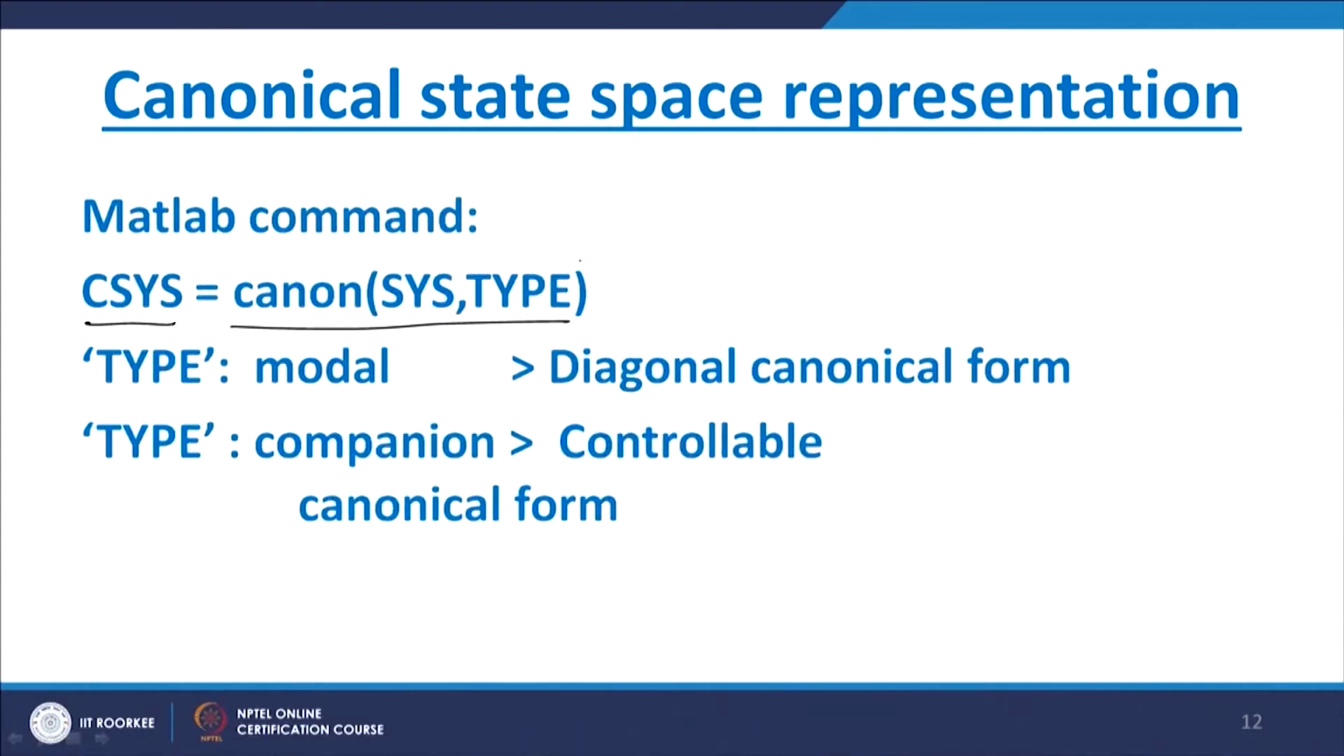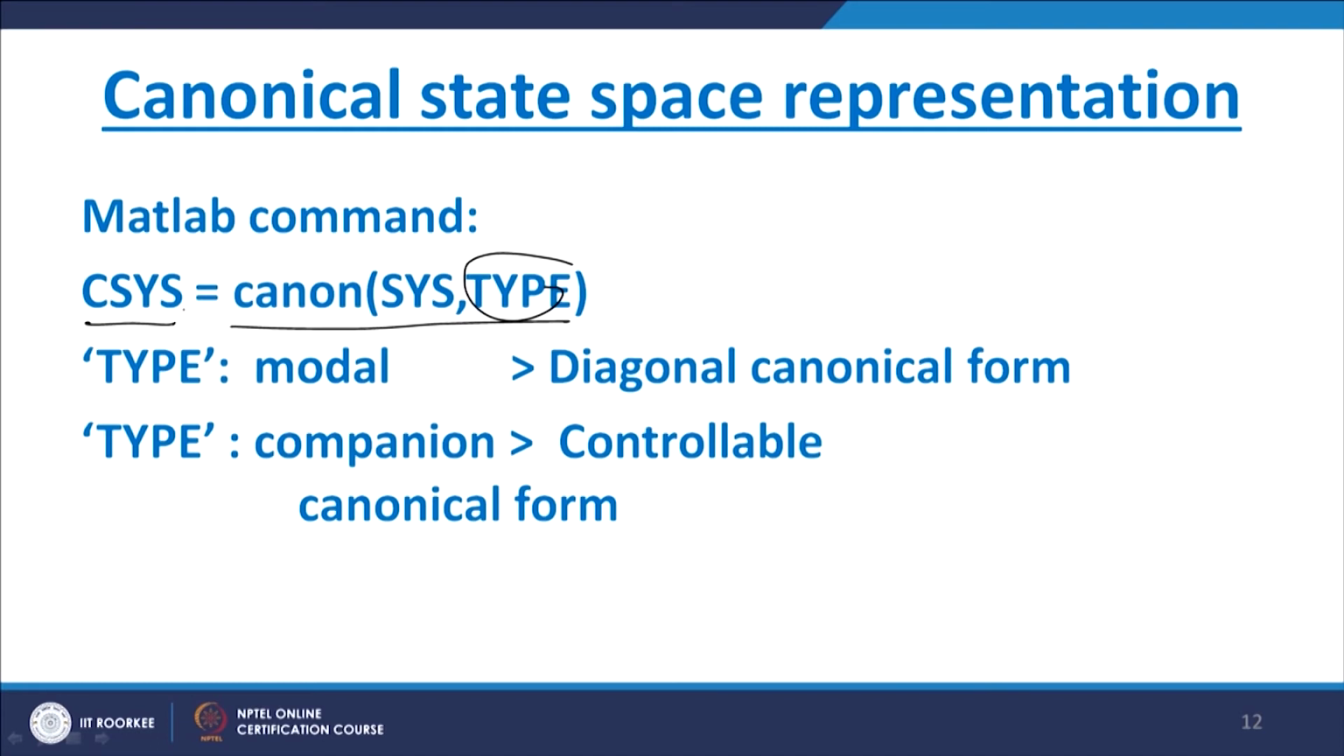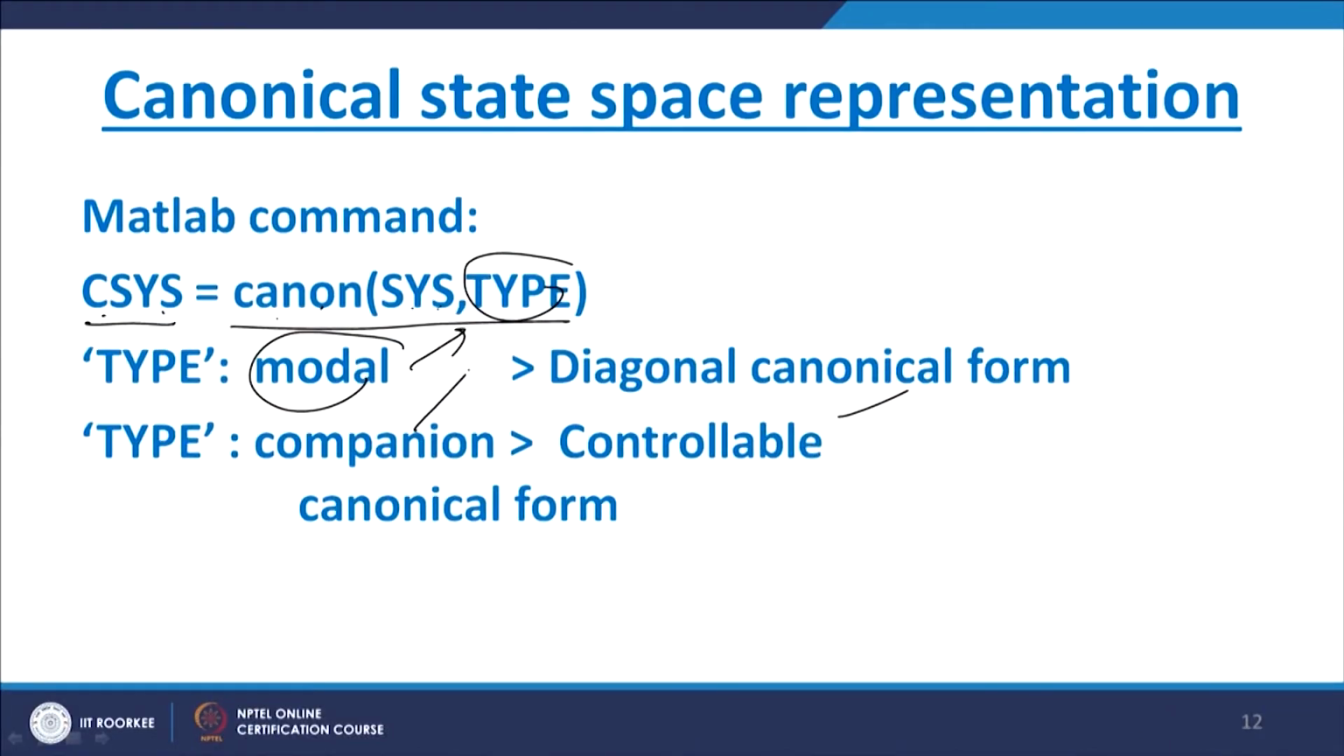So, here this is type. If you want the diagonal canonical form, that is, if you want the A matrix to involve diagonal elements, in that case we write the command CSYS equals canon of SYS, and we write the type as modal, which gives you the diagonal canonical form. But if you require the given system to be represented in a companion form or controllable canonical form, we write the command as CSYS equals canon of SYS, companion.